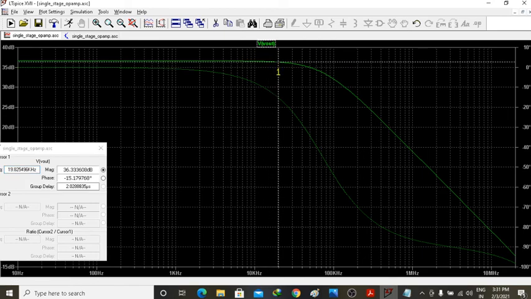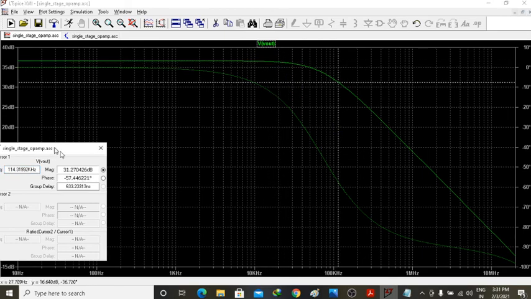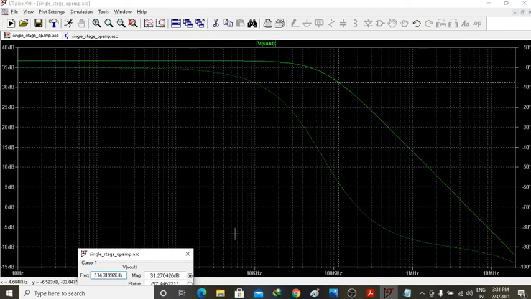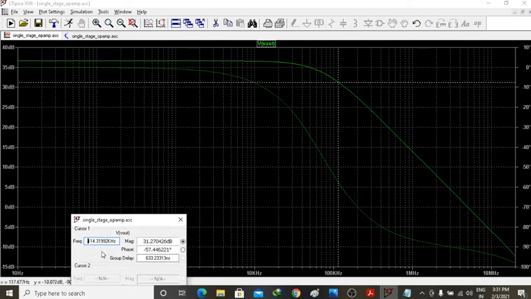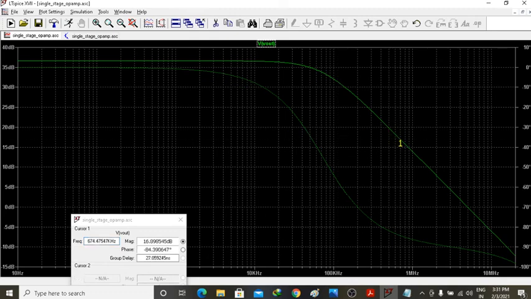And for verifying the gain bandwidth product, you should determine the frequency where it reaches the 0 dB line. So I will move this cursor lower and lower, and finally at the 0 dB point, it comes out to be 5 megahertz. So finally we have successfully designed the amplifier.